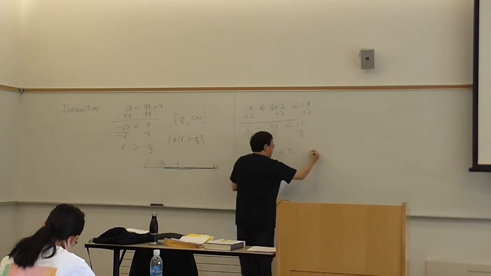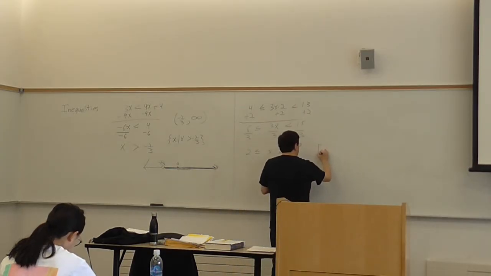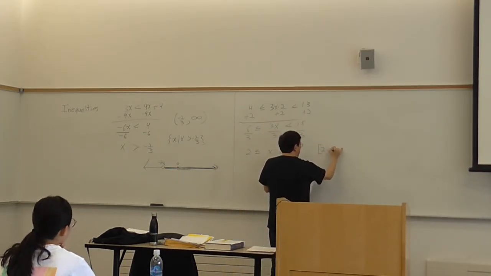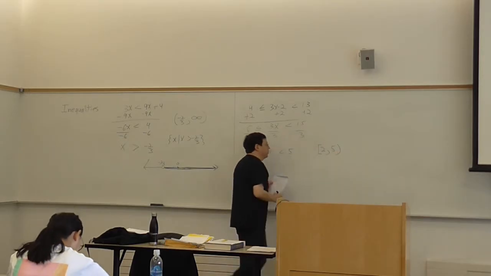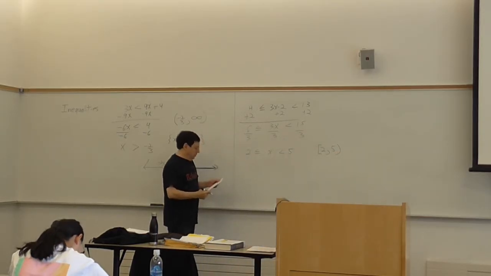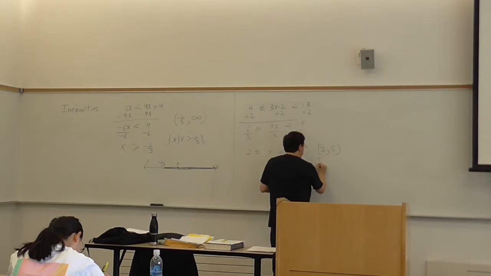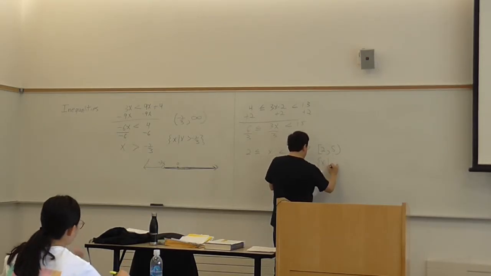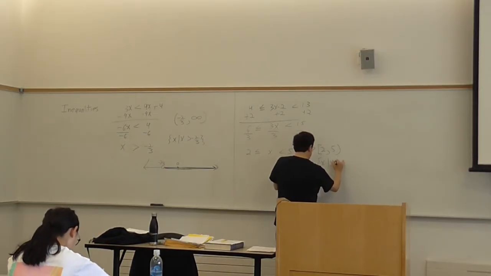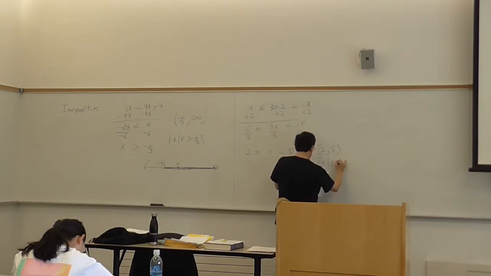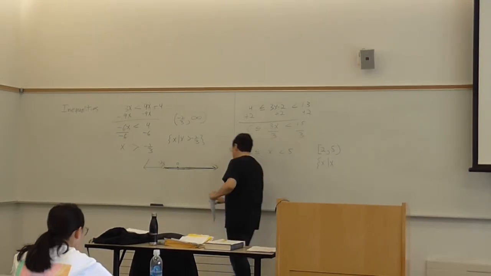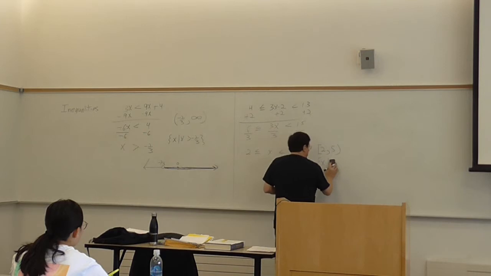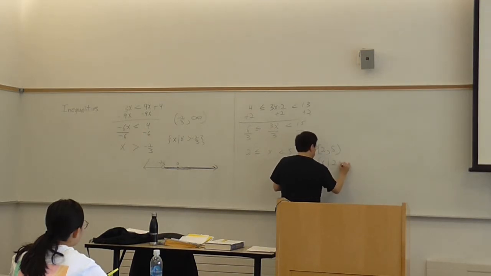I might write this as the half closed on one side, half open on the other side interval, 2 to 5. Or I might write it as a set x such that x is between 2 and 5.